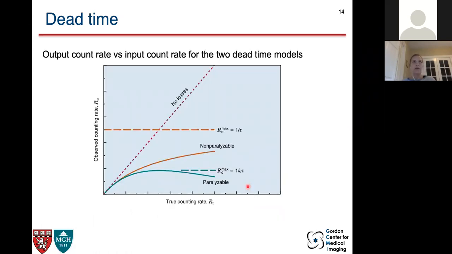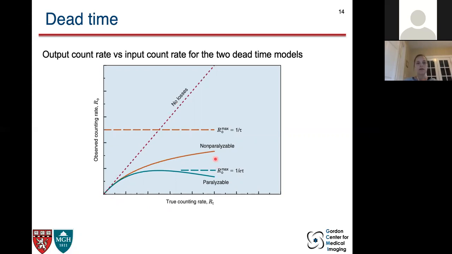This graph shows the observed count rate as a function of the true count rate for the two models, the parallelizable model and the non-parallelizable model. This is the behavior that we want when we have no dead time losses: the observed count rate is always the same as the true count rate. For low true count rates, the two models are very similar, but for higher count rates, there's a big difference.